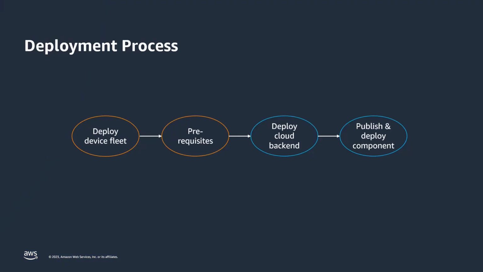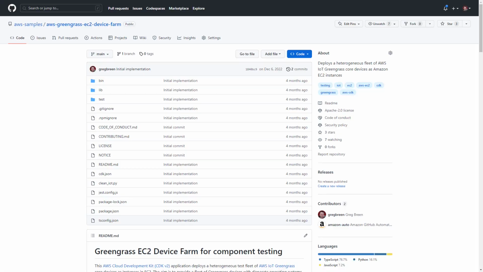To deploy, we first need to set up one or more Greengrass core devices in a fleet. Then we need to satisfy some prerequisite requirements, and then deploy the cloud backend and the Greengrass component. If you already have Greengrass core devices, then you're good to go.